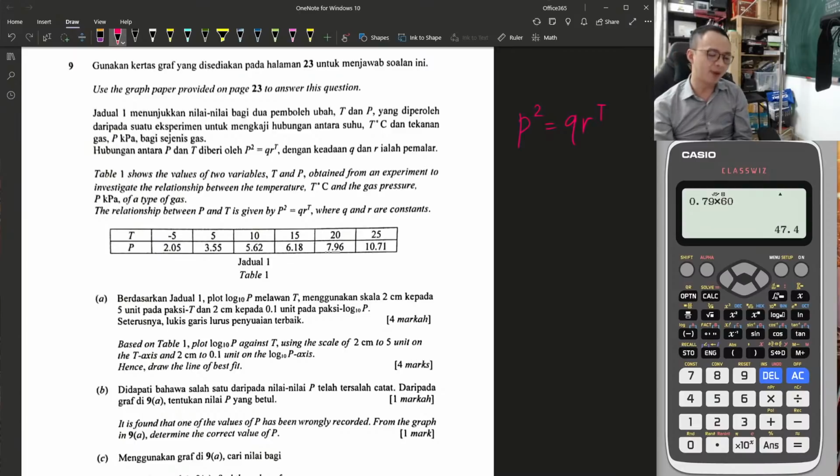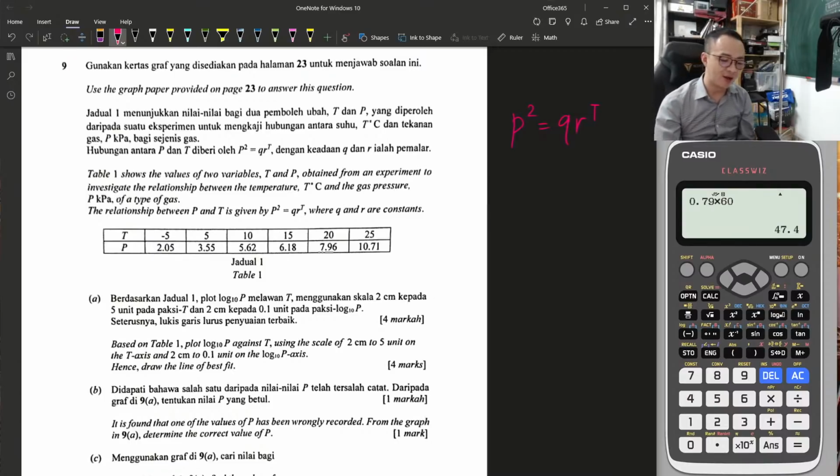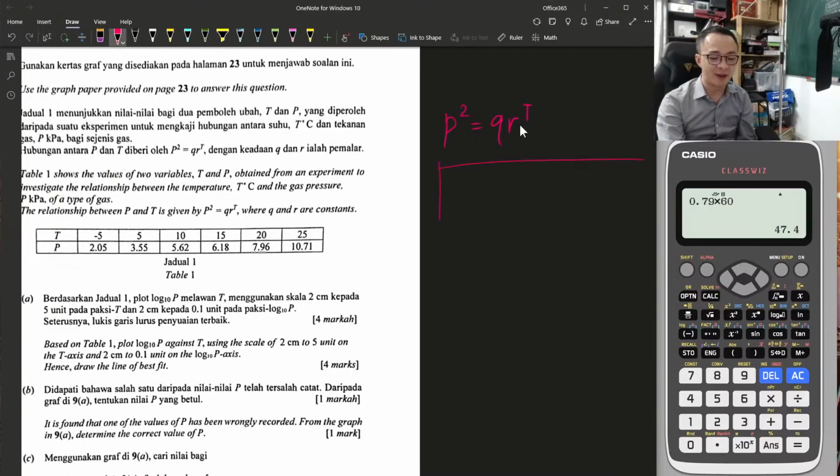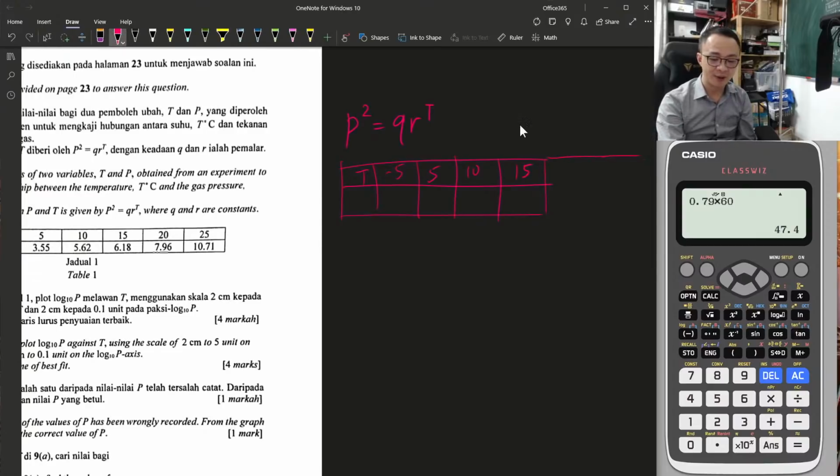Based on Table 1, plot log 10 p against t using 2 centimeters to 5 units on the t-axis and 2 centimeters to 0.1 on the log 10 p-axis, and draw the best fit line. So yeah, obviously you need to form a new table for log 10 p. This one is no doubt. So if you want, you can just rewrite the whole table. T remains unchanged according to the question. This is 10, this is 15, then you have 20 and 25. And then this one will be log 10 p.